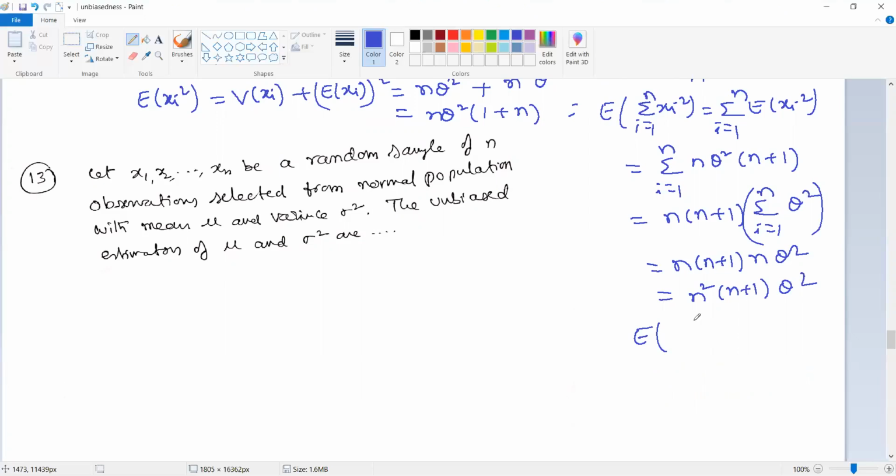Expectation of summation xi square by n square into n plus 1 is equal to theta square.